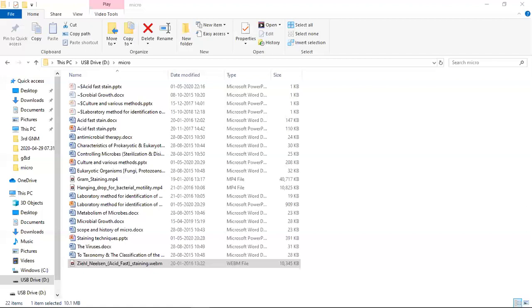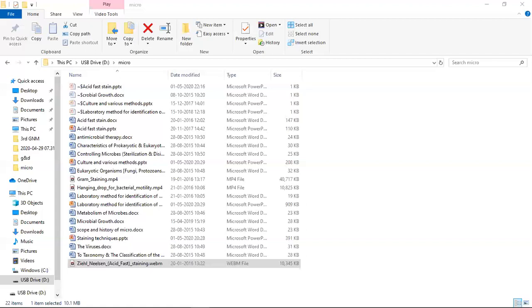After thoroughly washing, next you use the decolorizer. Pour a few drops of decolorizer on the smear and let it act for 1 to 2 minutes. Then wash it with water. See that the smear is becoming colorless or faintly pink. Wash it thoroughly once again.